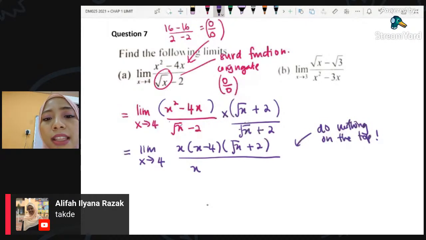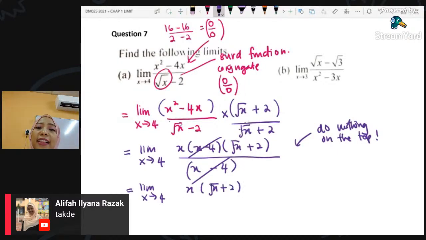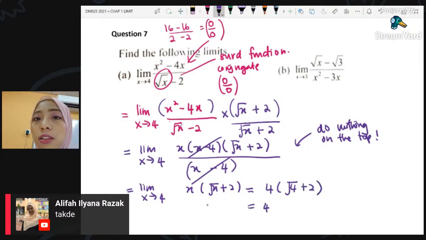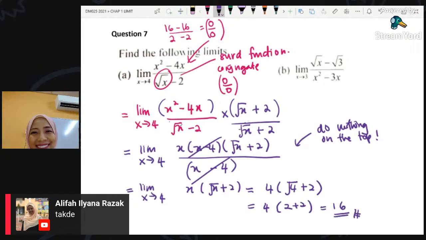And then negative 4. Okay, so lepas kita conjugate, our target sama macam factorize tadi, you must be able to cancel out. Okay, so once you cancel out, limit x approaching 4, square root x plus 2. Itu sahaja yang tinggal. Okay, now tengok, the moment I substitute the values, there's no longer limit punya perkataan at the front. So 4 plus 2. Okay, so 4, okay, square root 4, 2 plus 2. So 4 times 4 will give you 16. Okay, easy peasy? Easy or not?